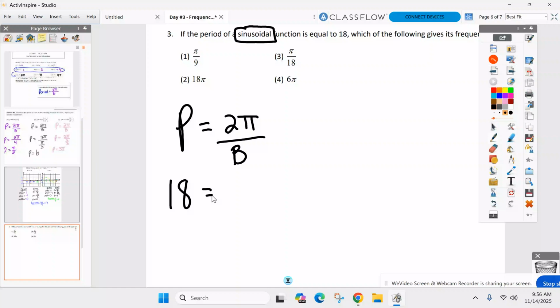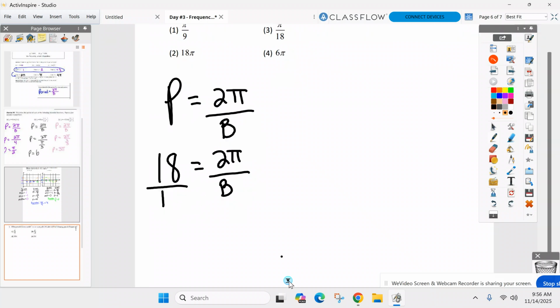Hey, now I know it. And I'm asking for what's its frequency now? A little bit different. Ooh, how comfortable we are solving this. Instead of going to equations and plugging it into equations, because that's my answer to everything. What's this 18 over? 1. What can you do now? Cross multiply. Yeah, put it over 1. Ready? 18 times b equals 2 pi.